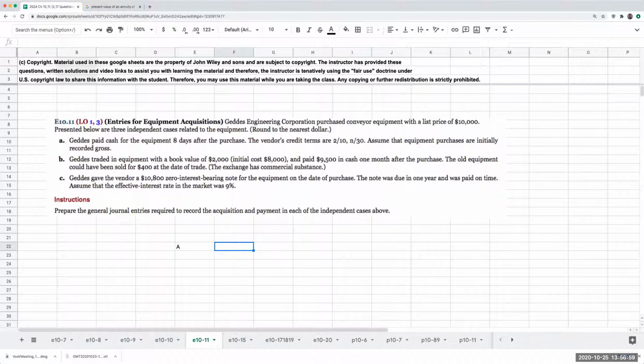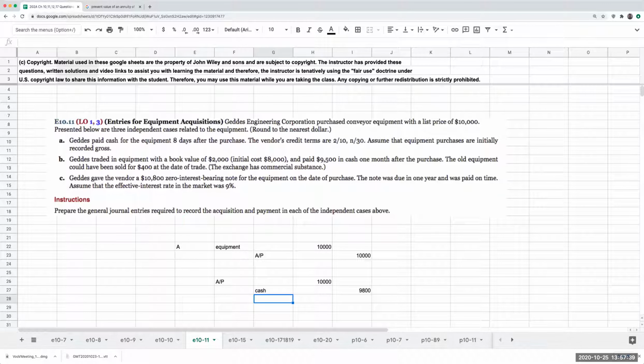So I received the equipment. I'm going to be debiting equipment for 10,000, and then I'm going to credit accounts payable for 10,000. On day 8, the amount of cash that I'm paying to settle the account payable is going to be, because I'm paying within the terms, 98% of 10,000, or the 2/10 discount. The 2% discount is available in 10 days, and the full amount is due in 30 days. The account payable gets written off at the full amount because I'm taking advantage of that discount.